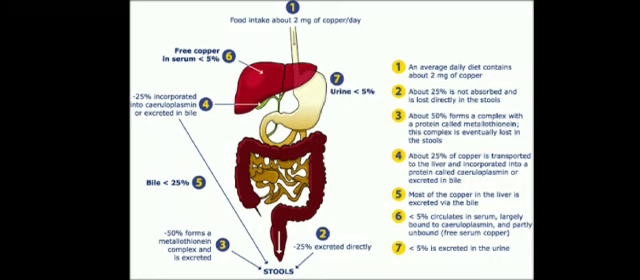Most of the copper present in the liver is excreted via bile itself. Only less than 5% circulates in the serum, largely bound to ceruloplasmin, and a very small fraction occurs as free serum copper. The excretion of copper through urine is also negligible.